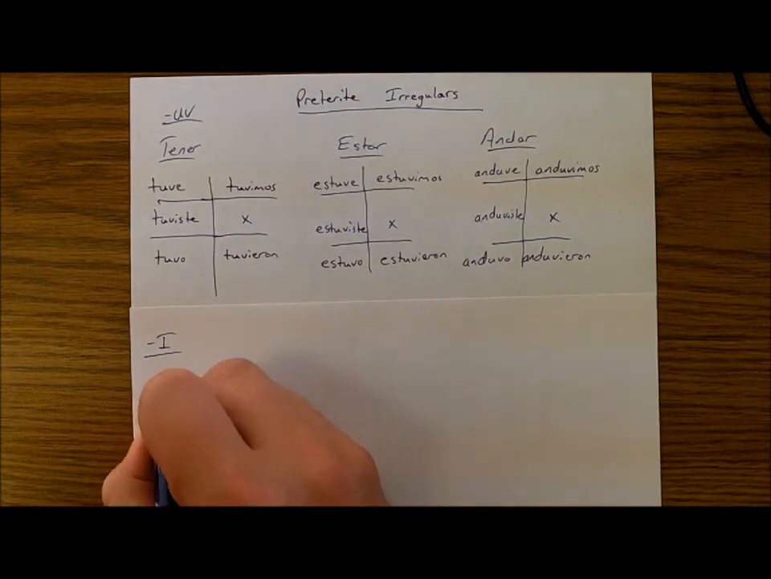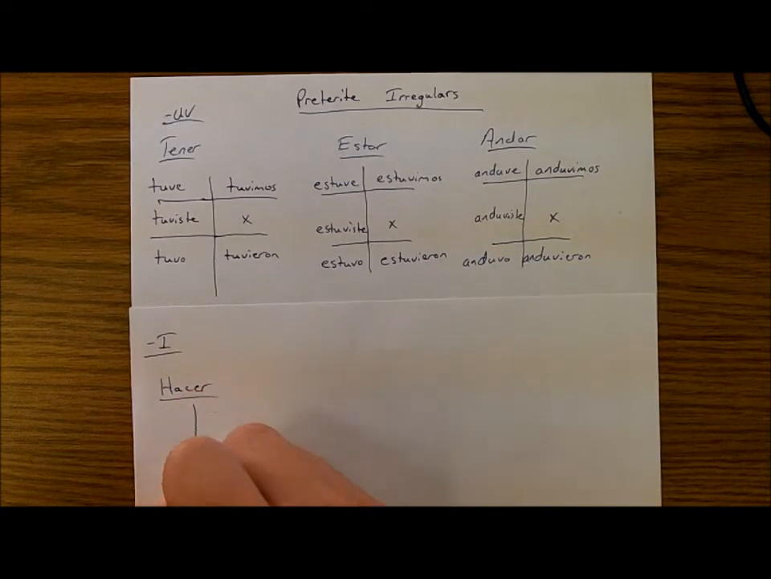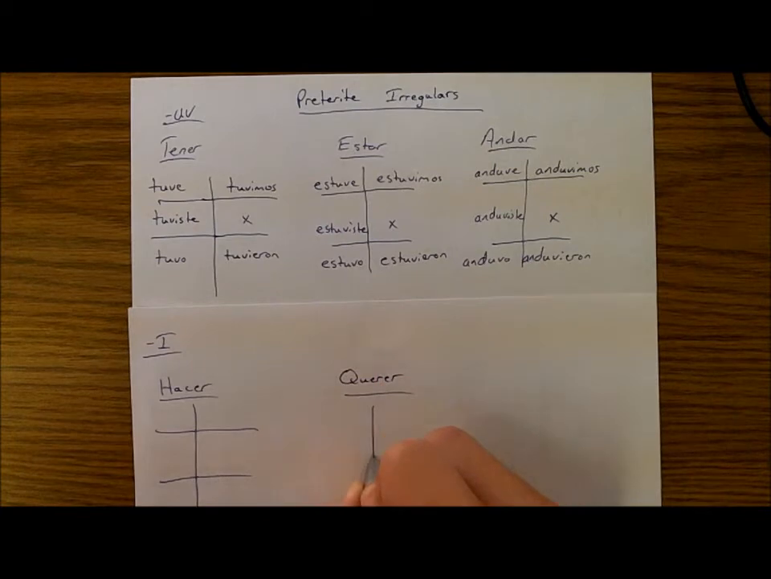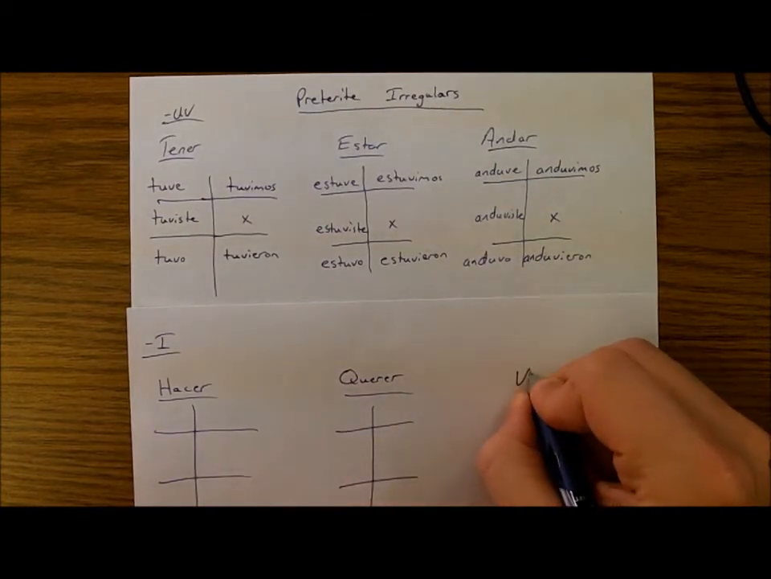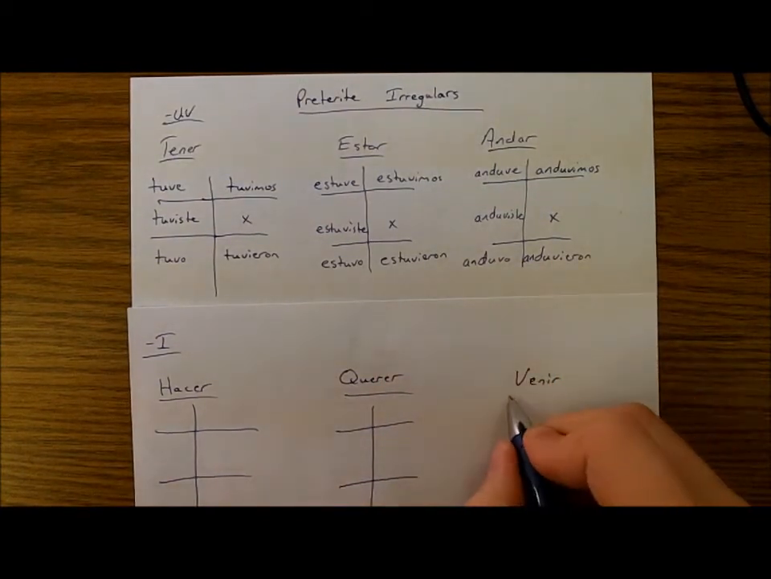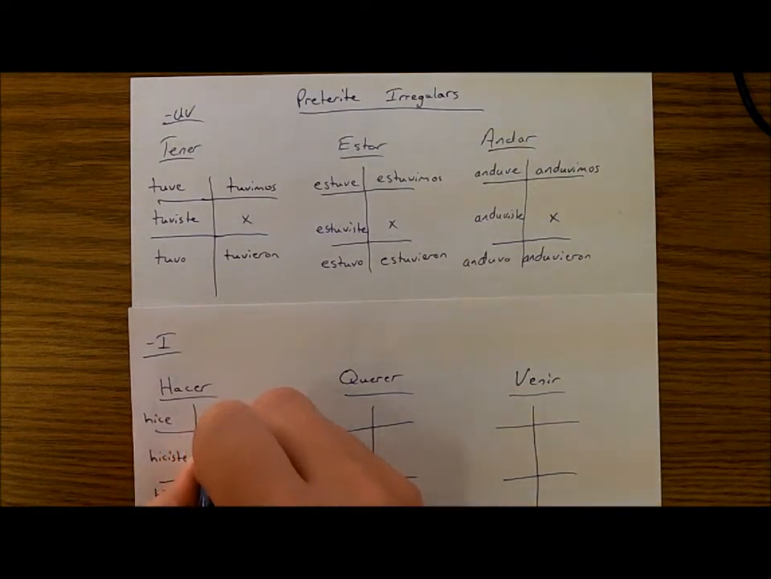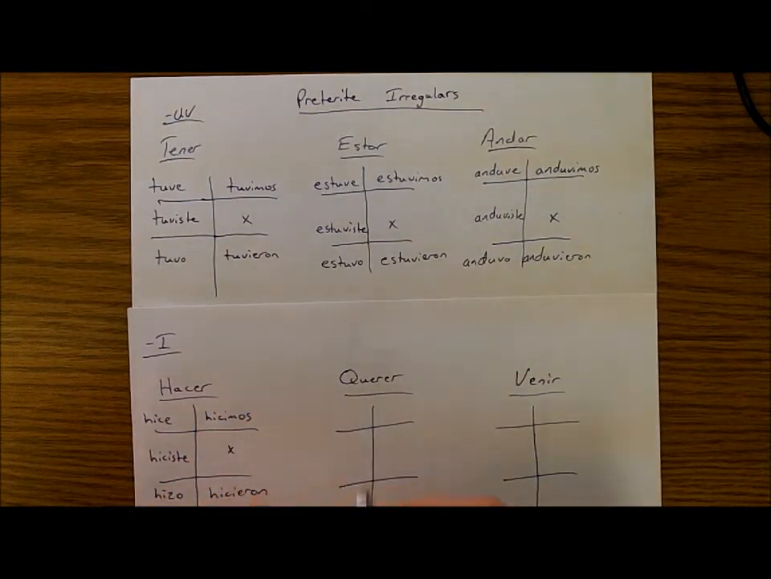And these verbs are going to be hacer, querer, or venir. We have hice, hiciste, hizo, hicimos, and hicieron. Now take note that here in the third person we have a z instead of the c. That's an irregularity that only takes place in that particular form.